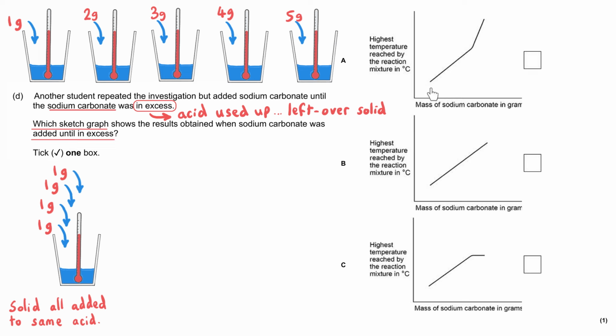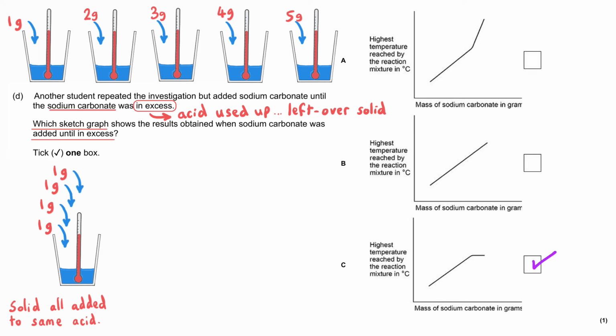Option A has a linear relationship, and then the linear relationship continues at a steeper gradient. Option B has a continuous linear relationship throughout, same gradient as the original, give or take. And then the third option is, again, that same linear relationship, but then we reach a point when that relationship completely flattens and the highest temperature reached is constant.